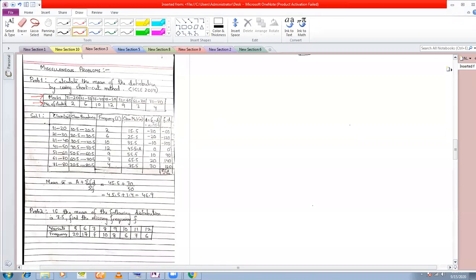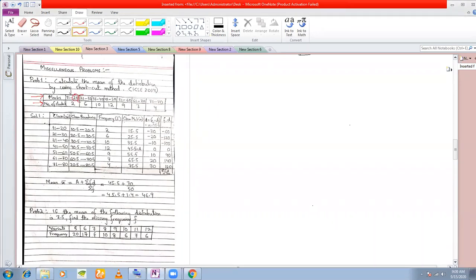Okay. What you see, observe, the first thing is that the class intervals that are given here, they are all class limits and not class boundaries. You see, they are non-overlapping. If you see 11 to 20, and then you have 21 to 30, and then you have 31 to 40. These are all class limits that are given to you.